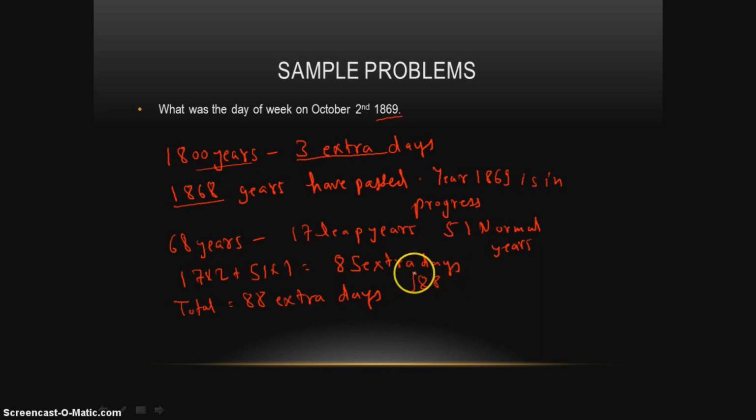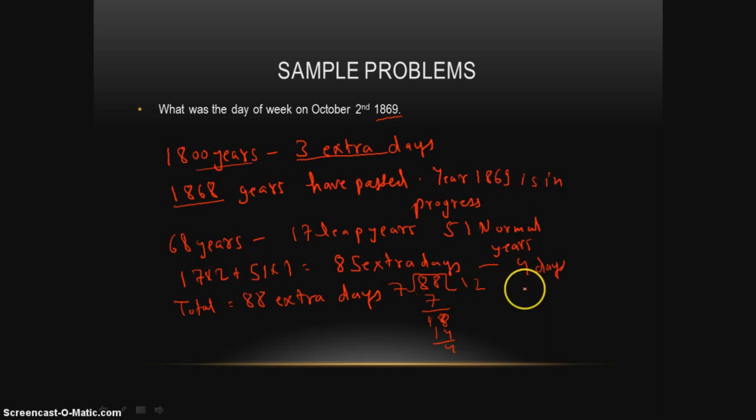If I do normal division, I get 12 and 4 as remainder. So 88 extra days is nothing but 4 days. So at the end of year 1868, we have 4 extra days.